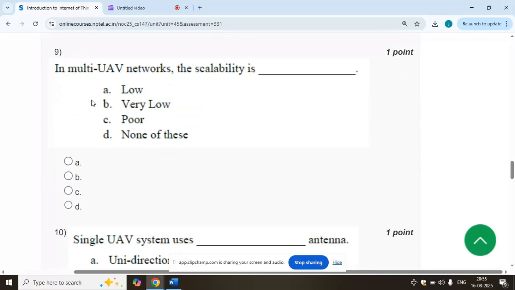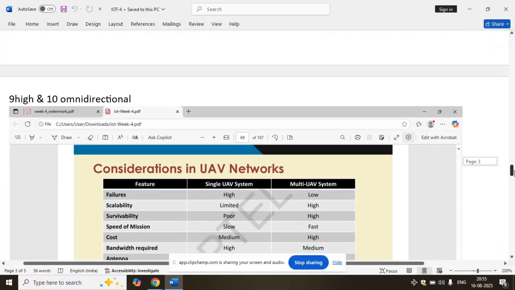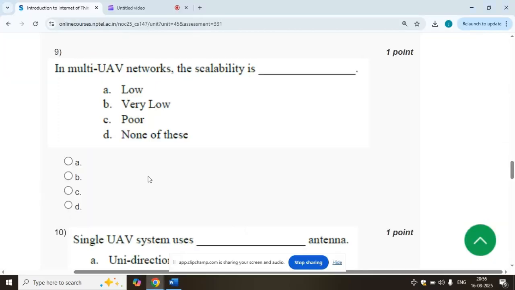Ninth one, in multi UAV networks, the scalability is ninth one. Ninth is, you can see ninth. Ninth one you can see here. So this is last column, multi UAV system scalability you can see here high. This is high for multi UAV system. So answer you can see, so none of the answer, none of this.